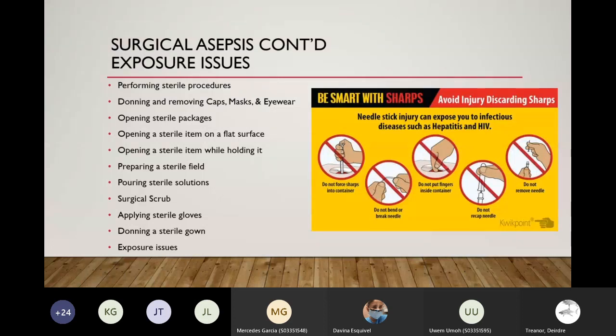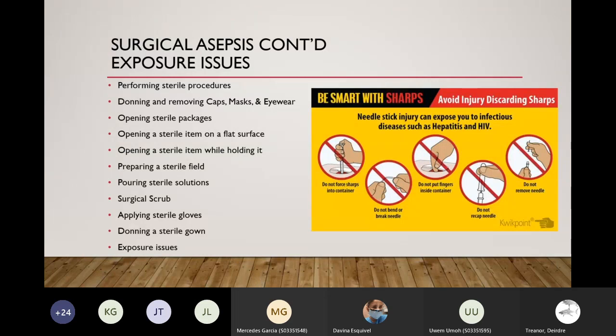When you're opening a sterile package, use your dominant hand to open it and the non-dominant hand to hold the item. A sterile field is an area that's free of microorganisms and prepared to receive sterile items. Bottles that are sterile contain sterile solutions. Those bottles are contaminated on the outside, but sterile on the inside.